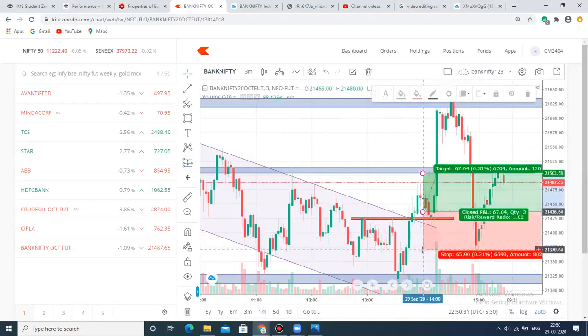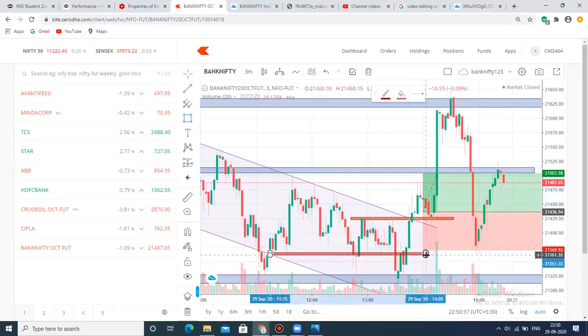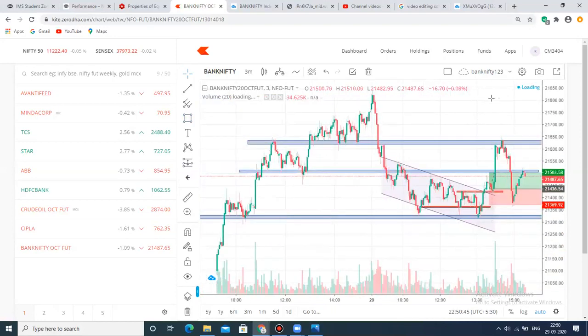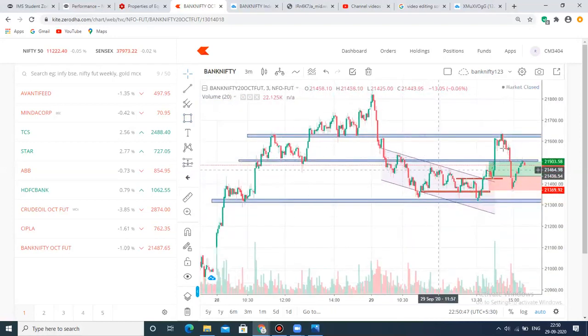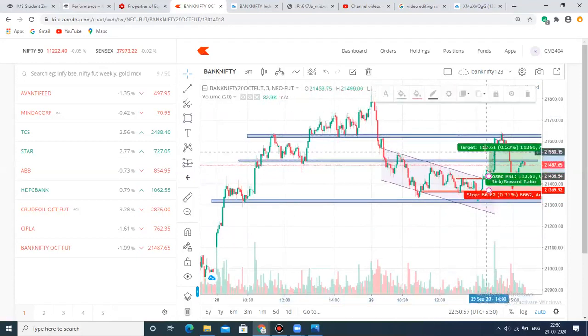I would have kept my stop loss somewhere around here because there is a level over here as well. If you see 1, 2, 3, 4, it has acted as a very good resistance, and my target would have been the next supply zone. So if you see, this is one supply zone and this is the next supply zone. I was planning to take the trade till this supply zone, and that's exactly what I did. I took it till here.